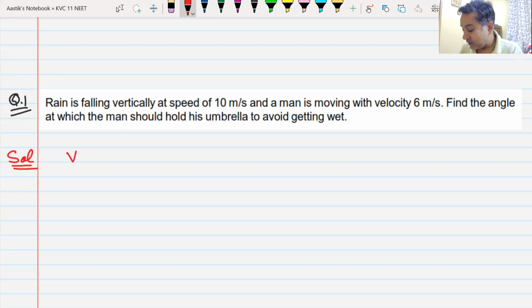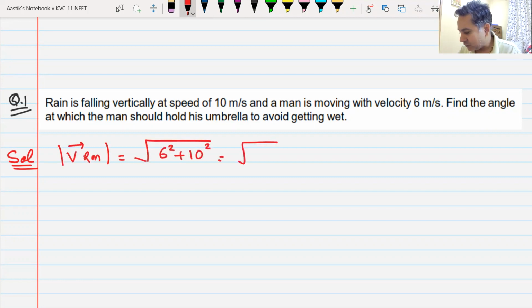Yes. So velocity of rain with respect to man, let us first find the magnitude. That will be equal to under root of 6 square plus 10 square, which is under root of 136, whatever it is.